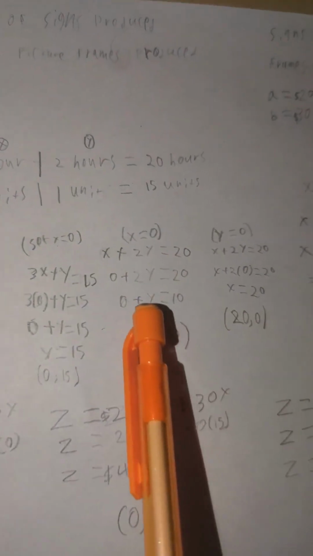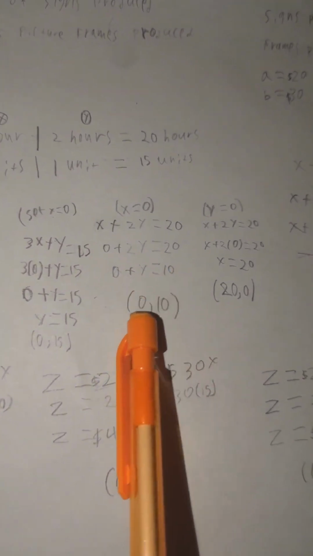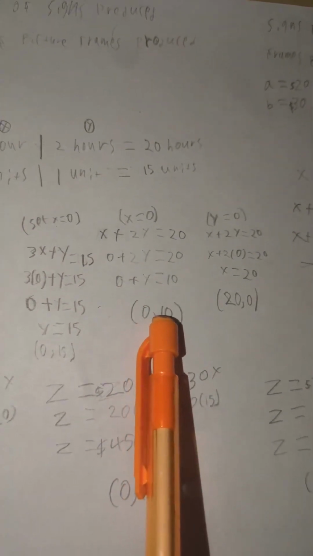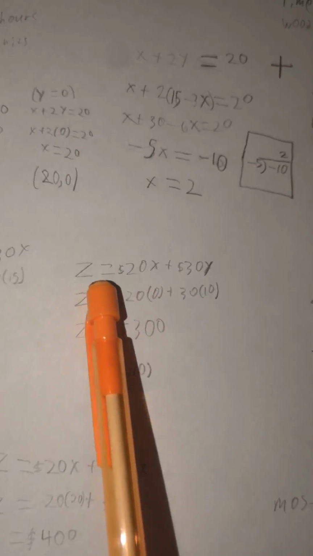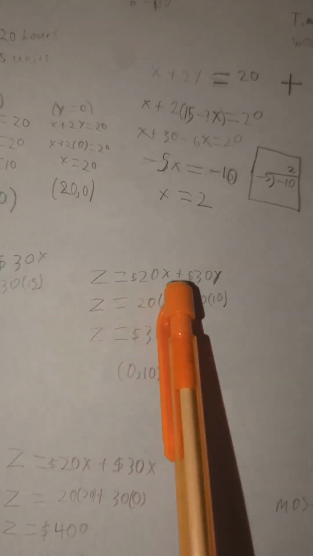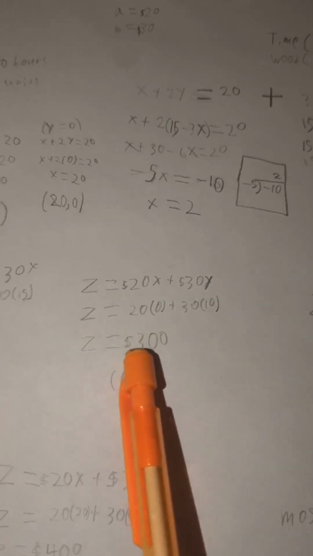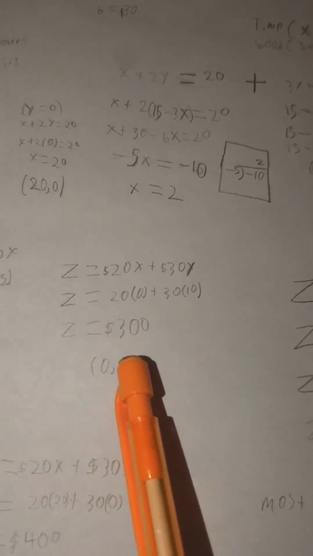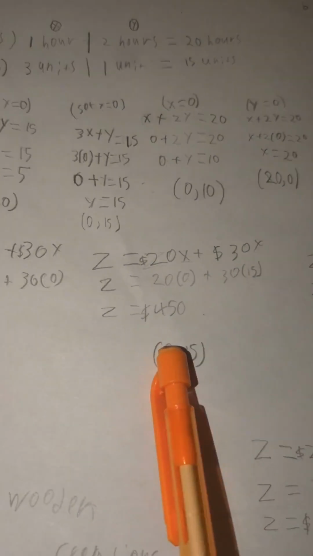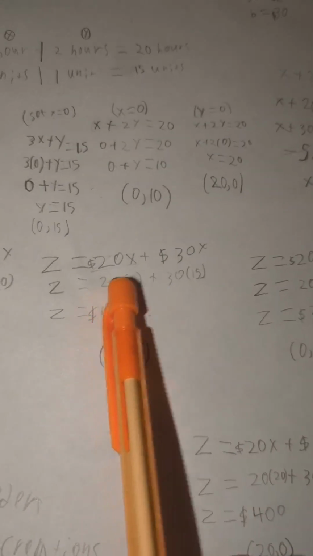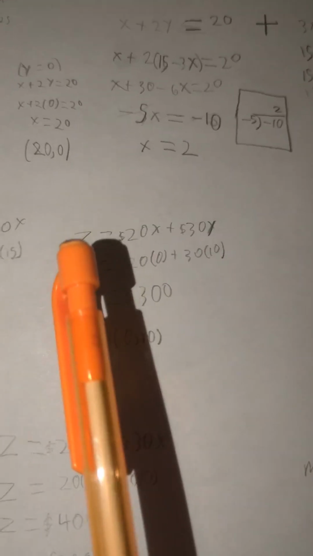You get 0 plus Y equals 10, which is 0X and 10Y, and Z equals 20X plus 30Y, and you go all the way down, you get only $300. He's interested in this last one, but since it doesn't have both, he doesn't really want to do it. And this one doesn't have both, so he doesn't want to do it.